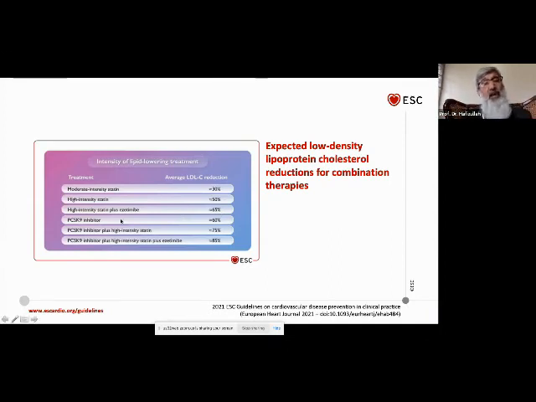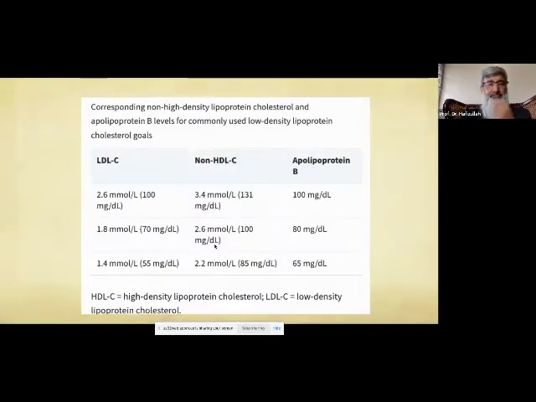Look at PCSK9. This is reducing it by 60%, and high intensity plus ezetimibe brings it down by 65%. So PCSK9 plus statins goes down by 75%. And if you really want to bring it down, then PCSK9, high intensity statins plus ezetimibe will bring it down by 85%. So this is an estimate of what your aim should be when you want to institute therapy.